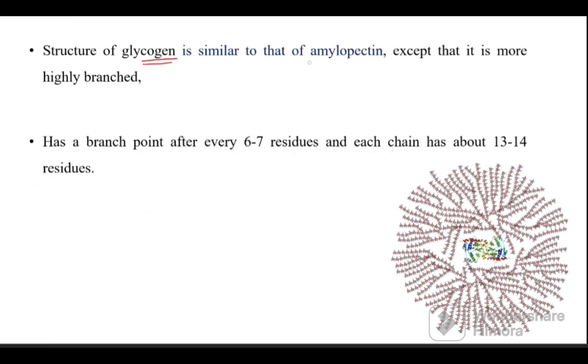The structure of glycogen is similar to that of amylopectin, the branched molecule of starch, except that glycogen is highly branched. So glycogen has a branch point after every 6 to 7 glucose residues, and each chain has about 13 to 14 glucose units.